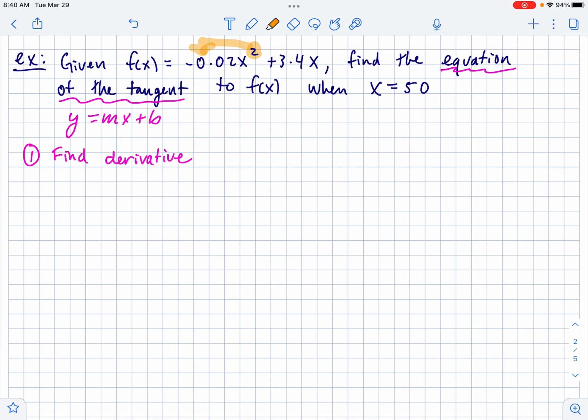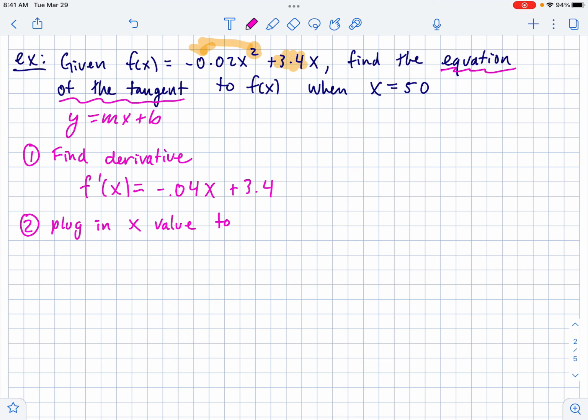So you're going to do your power rule where the 2 comes out in front, and then the derivative of 3.4x is just 3.4. So our derivative, f prime of x, is negative 0.04x, because the 2 comes out and multiplies with the 0.02, and then you drop the power down 1, plus 3.4.